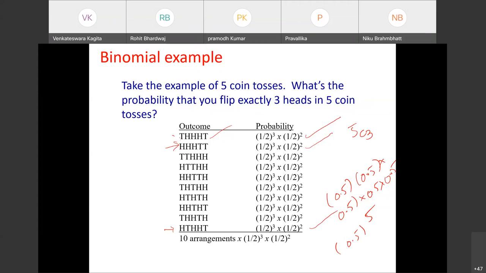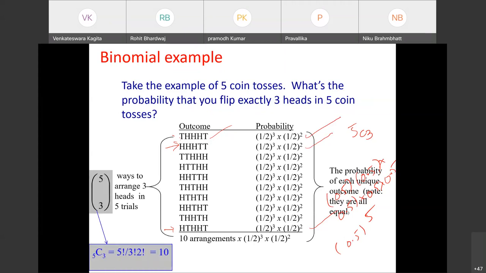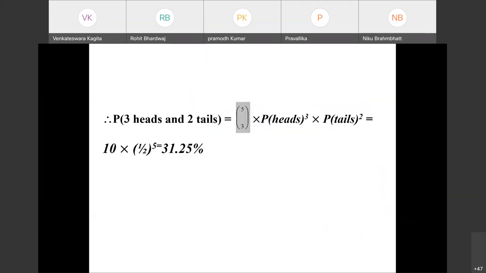There are 10 arrangements, and the probability of each unique outcome is equal. So there are 5C3 ways of arranging 3 heads in 5 trials, and therefore 10 possible outcomes. Right? So the probability of 3 heads and 2 tails is equivalent to 5C3 times probability of heads power 3 times probability of tails power 2, which is equivalent to 0.3125.